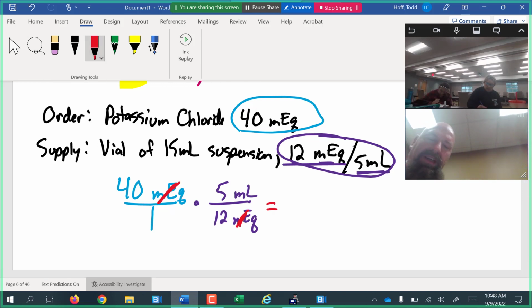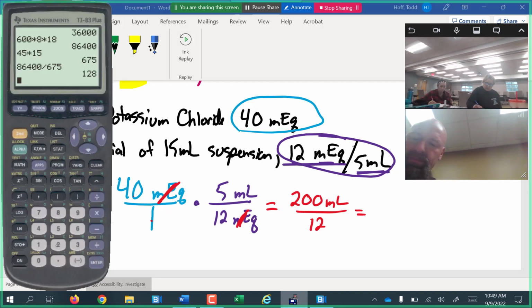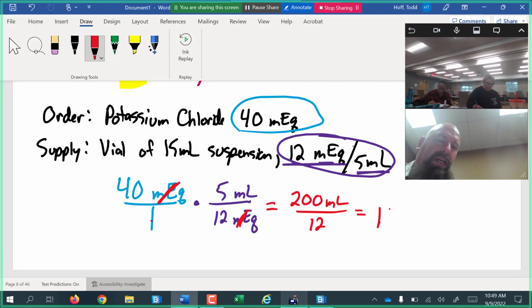On top, I have 40 times 5 milliliters, which is 200 milliliters. On bottom, I have 1 times 12 is 12. And then it's just 200 divided by 12. Giving us 16.67 milliliters.